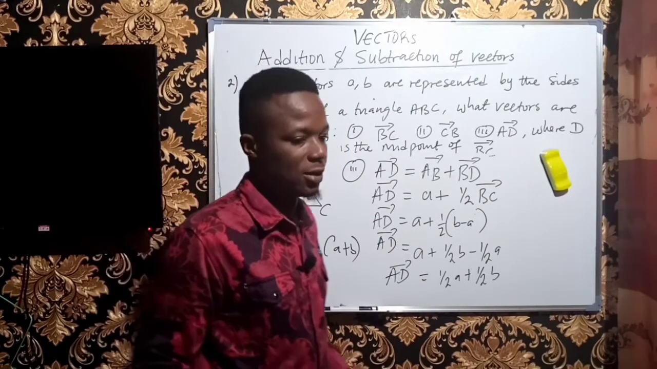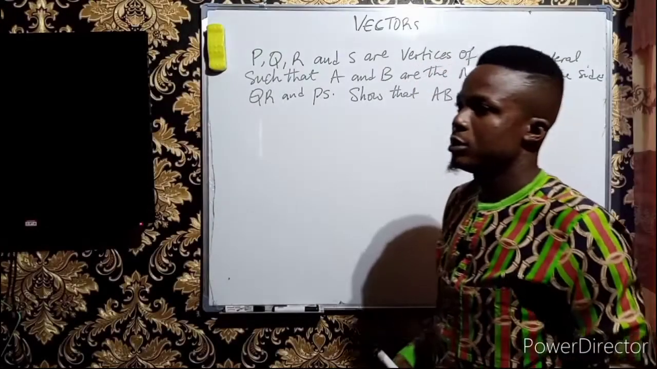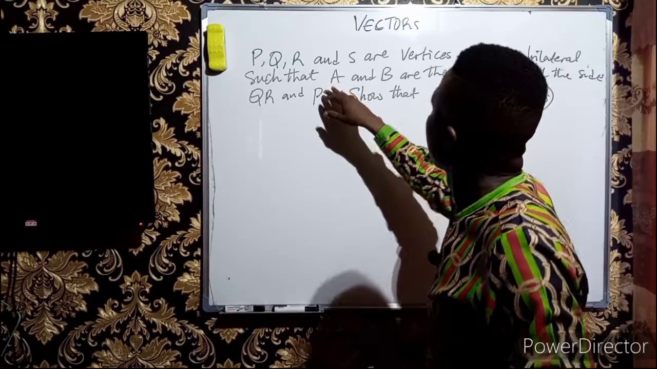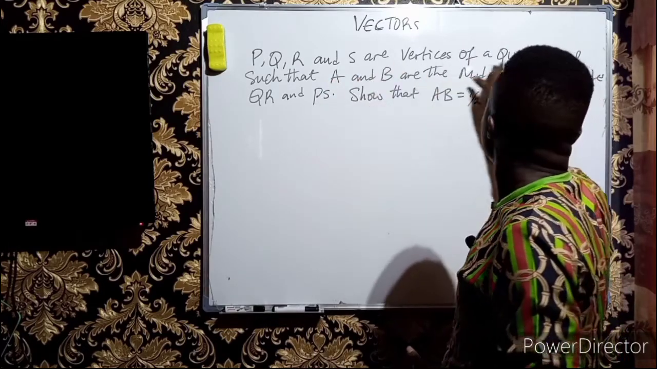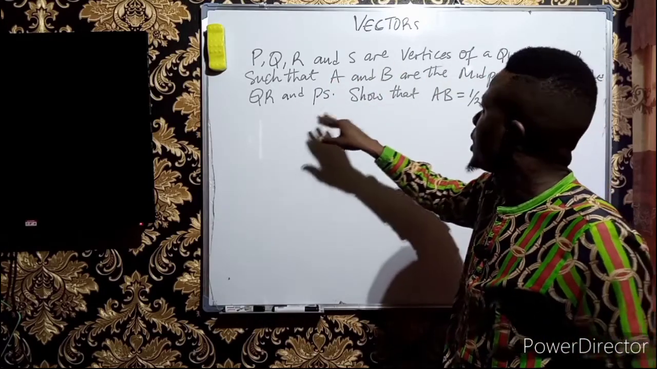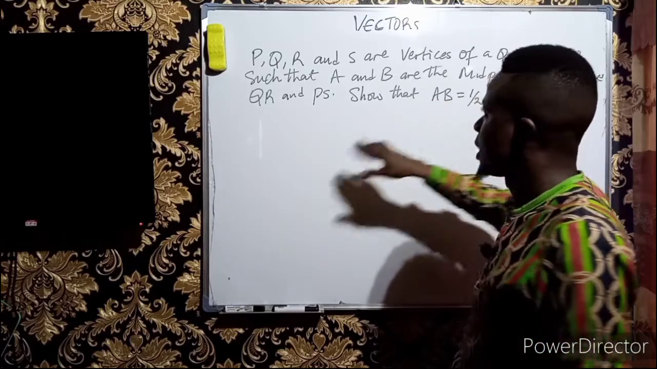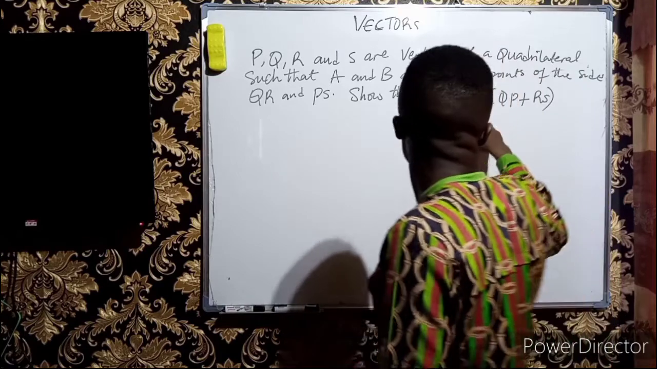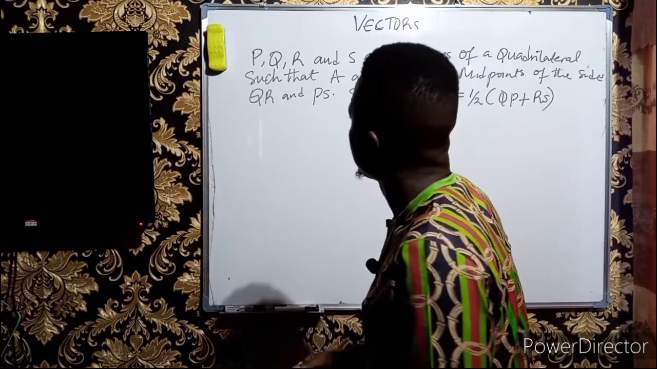Okay, so let's take another problem. The next question says PQRS are the vertices of a quadrilateral such that A and B are the midpoints of the sides QR and PS. Show that AB is equal to half of QP plus RS.